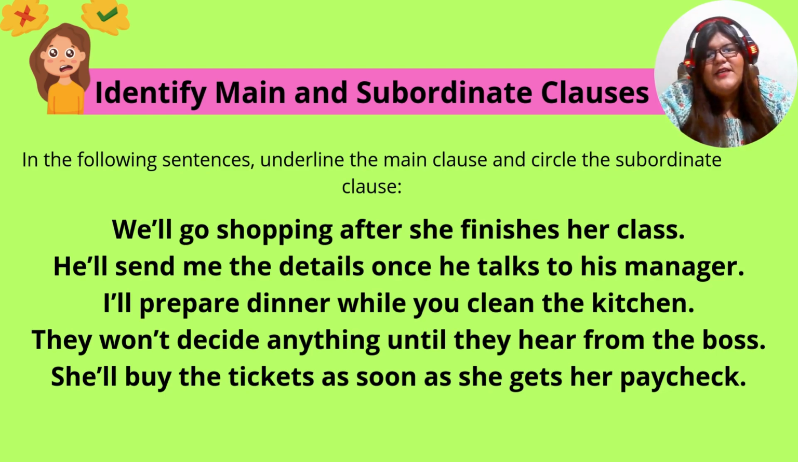So let's begin. Identify main and subordinate clause. In the following sentences, underline the main clause and circle the subordinate clause. We'll go shopping after she finishes her class. He'll send me details once he talks to his manager. I'll prepare dinner while you clean the kitchen. They won't decide anything until they hear from the boss. She'll buy the tickets as soon as she gets her paycheck.